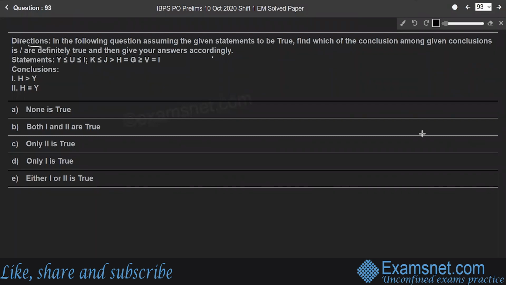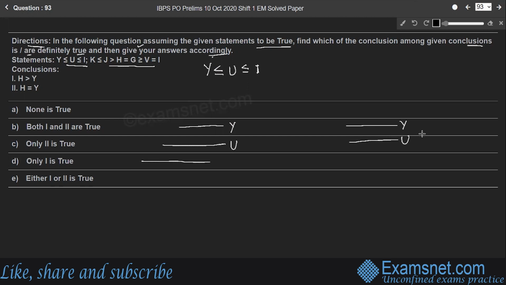Question 93. Here the direction is, in the following question, assuming the given statements to be true, find which of the conclusions among the given conclusions is or are definitely true, and then give your answers accordingly. So here is the given statement. It has two parts. Let us consider the first one. Y less than or equal to u less than or equal to I, right? Consider a line y which is less than u, or equal to u. Y is equal to u in the second case, and u is less than or equal to I, right? So u is less than I or equal to I.